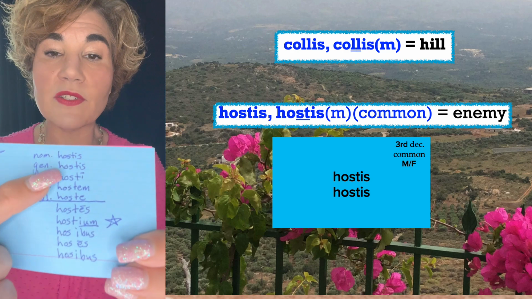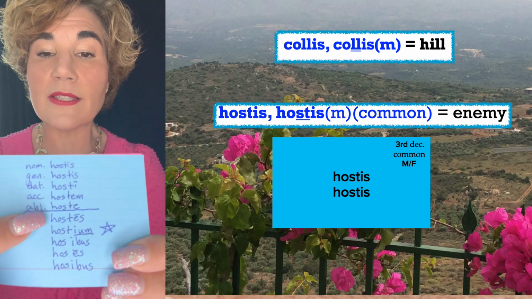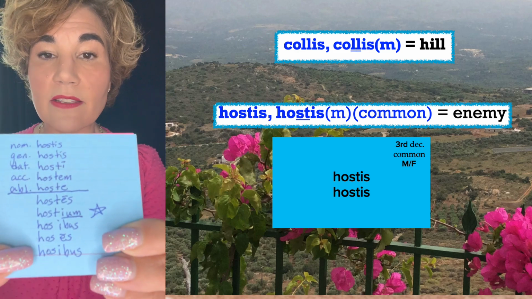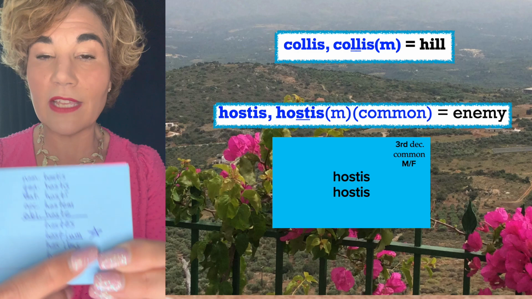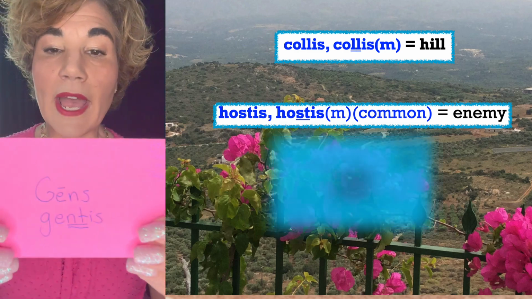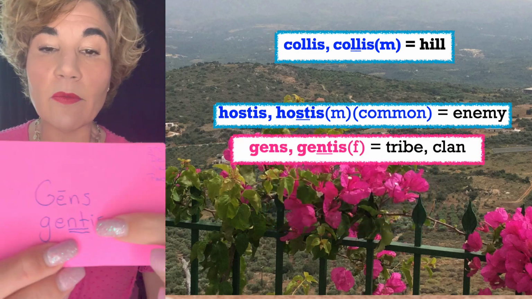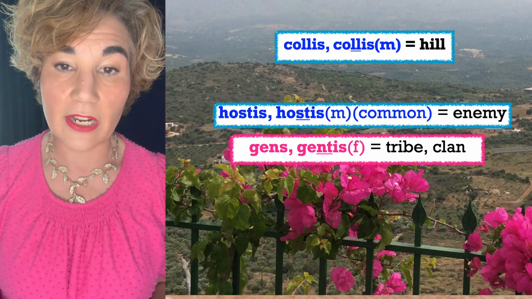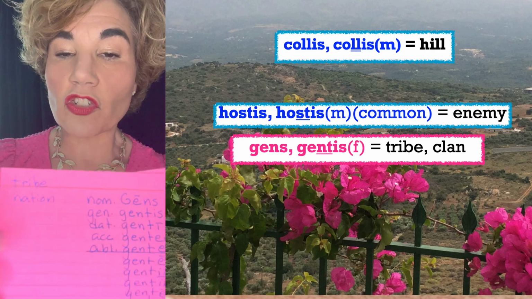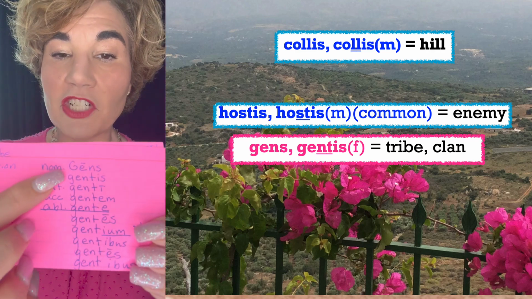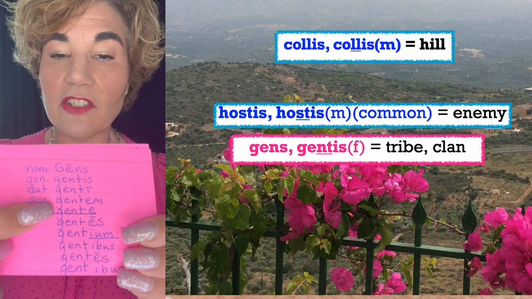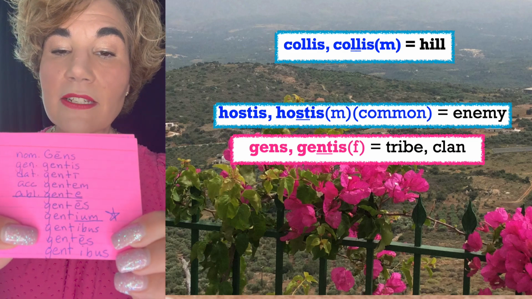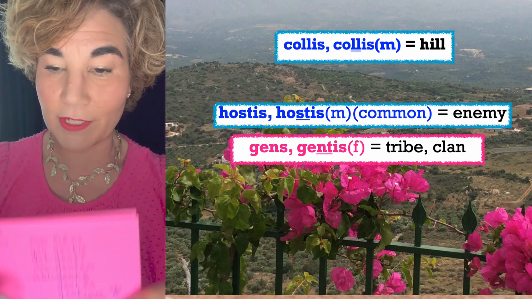So we have hostis, hostis, hosti, hostem, hoste, hostes, hostium, hostibus, hostes, hostibus. And again, underline the IUM. Next, we have gens, gentis, and we covered the is ending. The two consonants show us we need IUM in the genitive plural, and this means tribe or nation. We have gens, gentis, genti, gentem, gente, gentes, gentium, gentibus, gentes, gentibus.